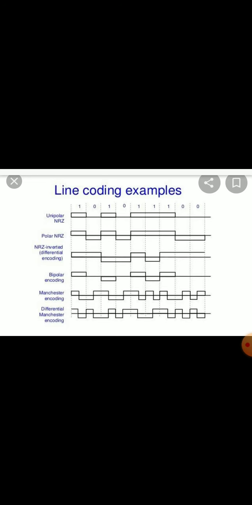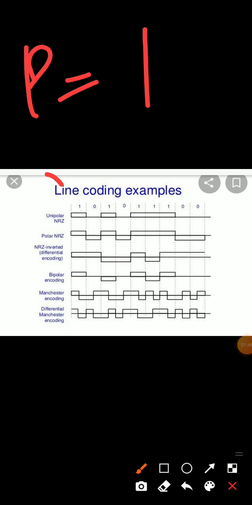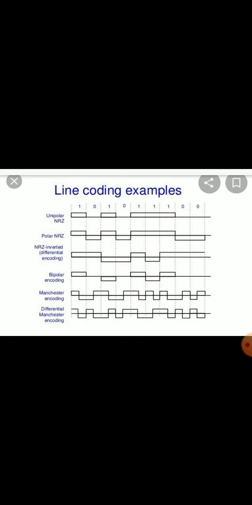So what is unipolar? It is called on-off keying, or simply OOK. The presence of a pulse represents 1 and the absence of a pulse represents 0 in unipolar. There are two variations in unipolar signaling.